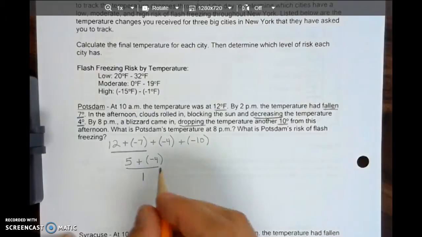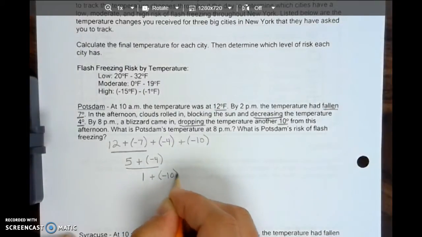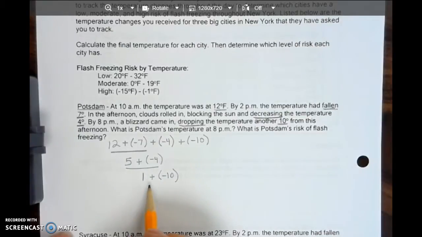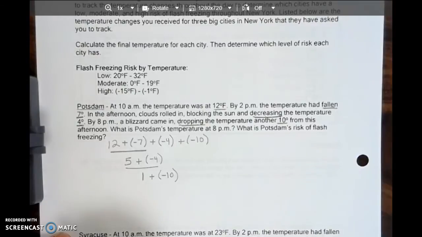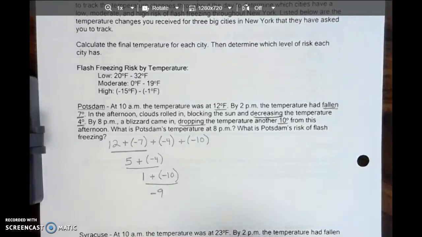Now I'm going to bring down the last number in my problem, 1 plus negative 10. And once again, these numbers have different signs. This is a positive, this is a negative, so I'm going to subtract the absolute values. 10 minus 1 is 9. And it's going to be a negative 9 in this example because negative 10 now is the number with the greater absolute value.